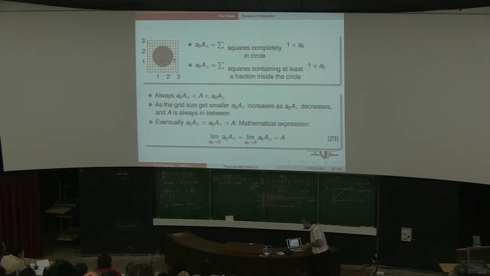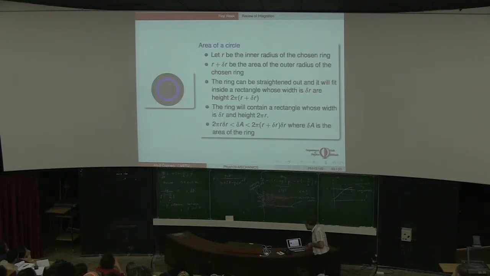Okay, we said here I divided everything into squares. Why squares? Why can't I divide it into other things? Well, I can, and this is just one possible choice. As long as eventually you get infinitely small things which do not overlap and which cover all your region, you are allowed to use it. This is another choice.